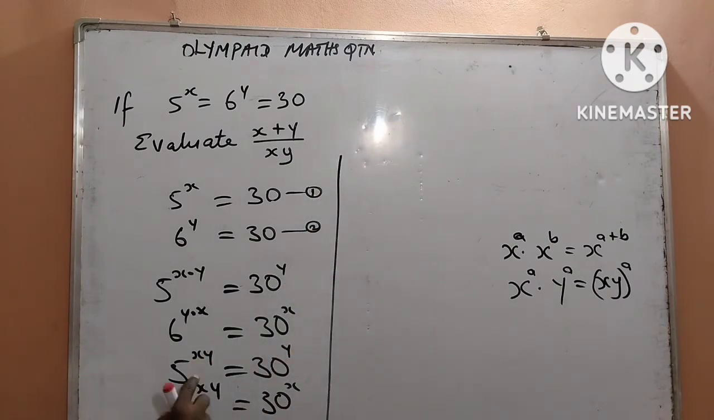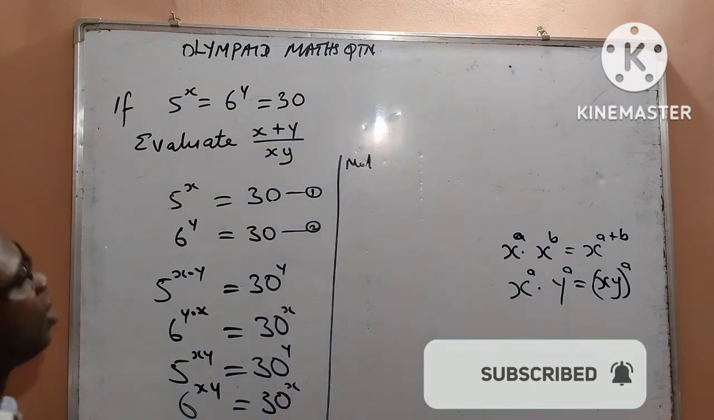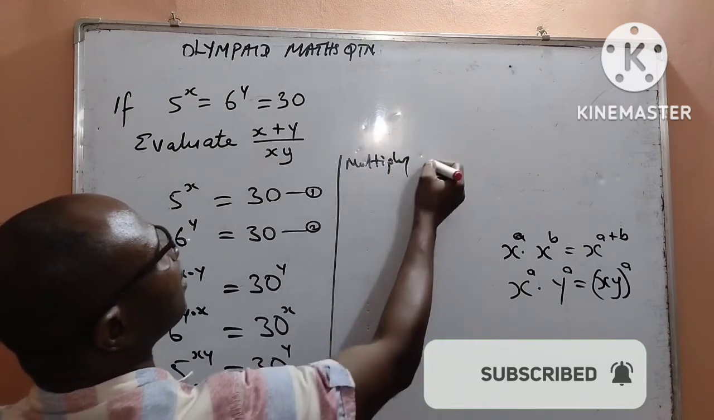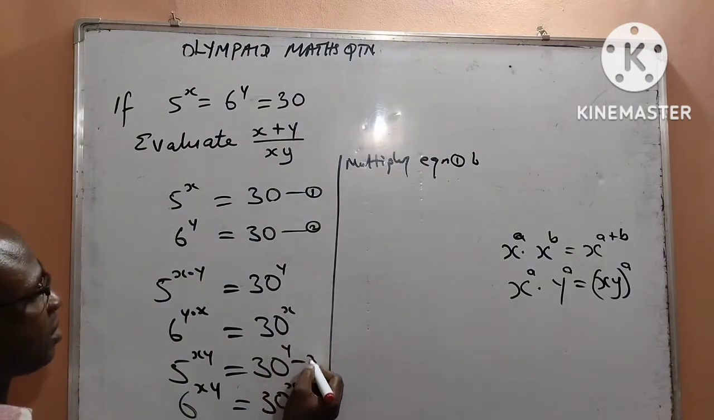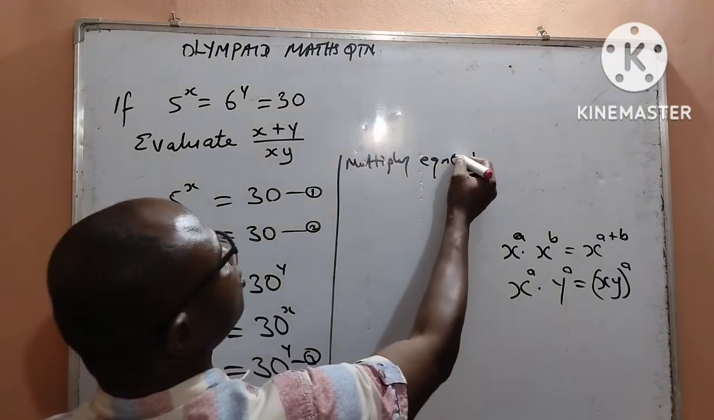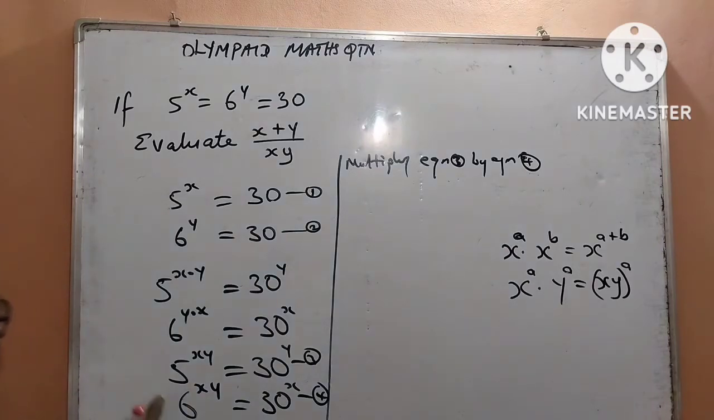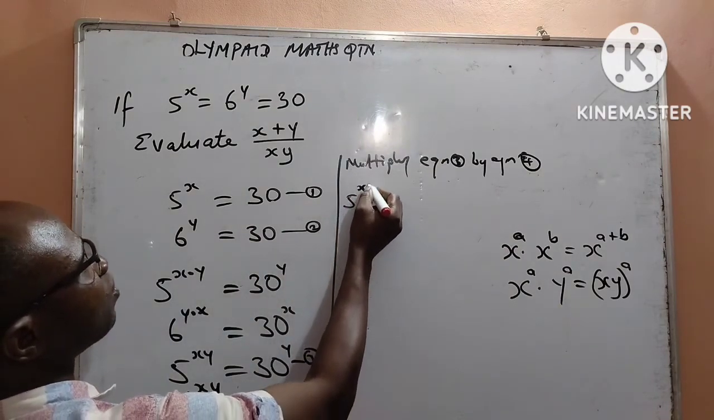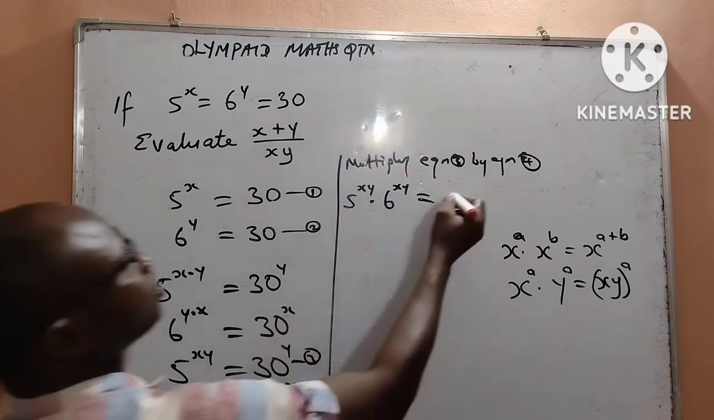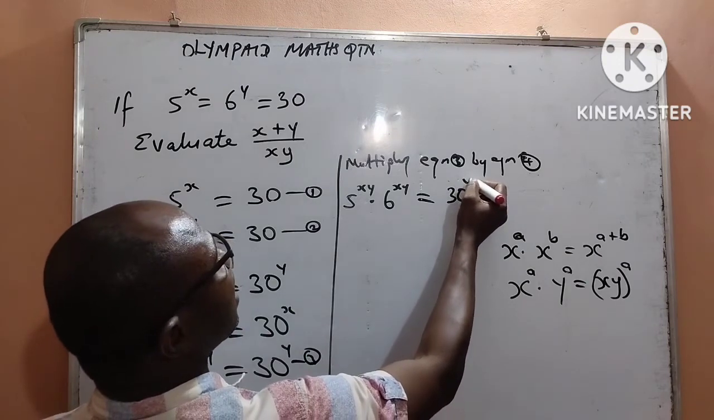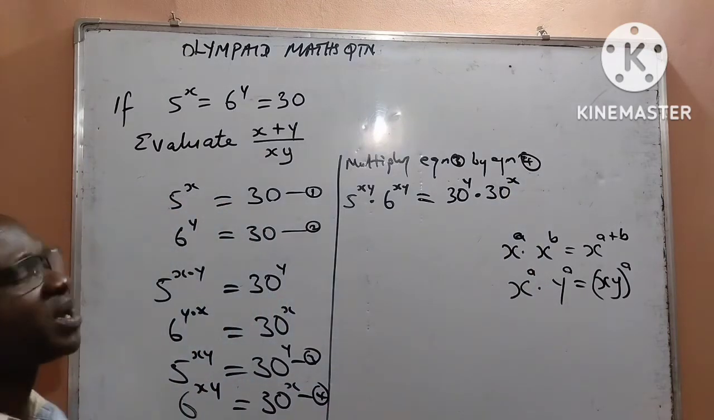So what does it imply? It means now I can multiply equation 1. Okay, let's call this one equation 3 and call this one equation 4. So I multiply equation 3 by equation 4. What does it mean? I shall now write 5 to the power xy multiplied by 6 to the power xy is equal to the right hand side 30 to the power y multiplied by 30 to the power x. That is where I am now.